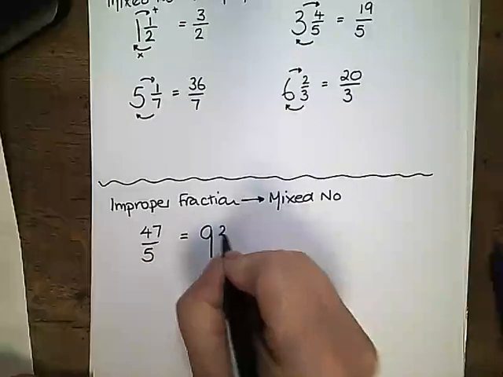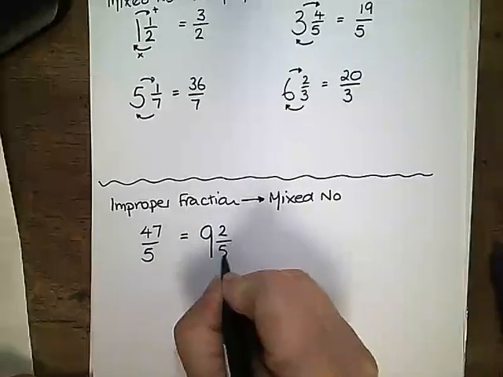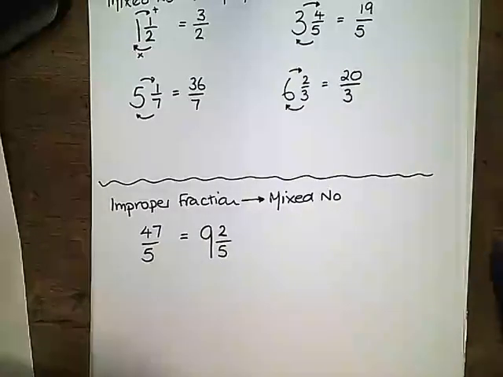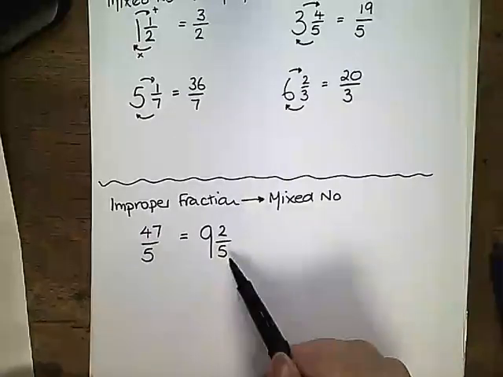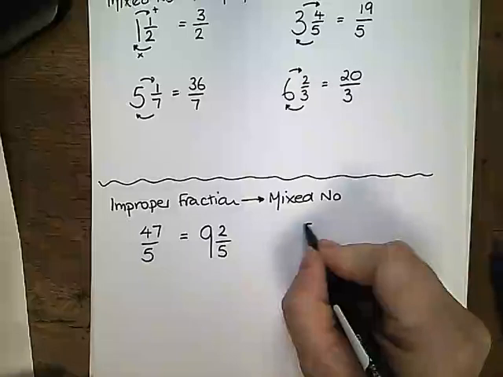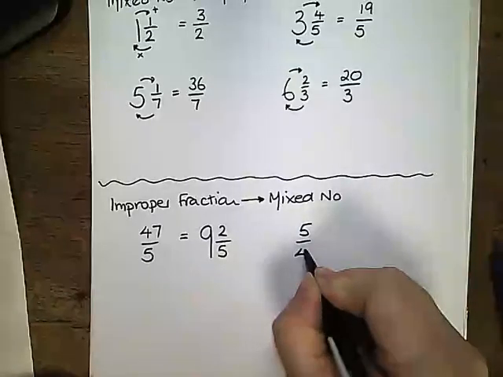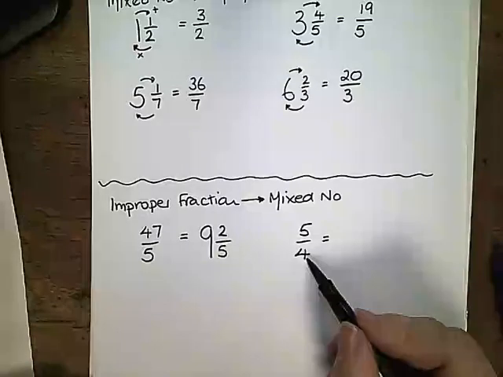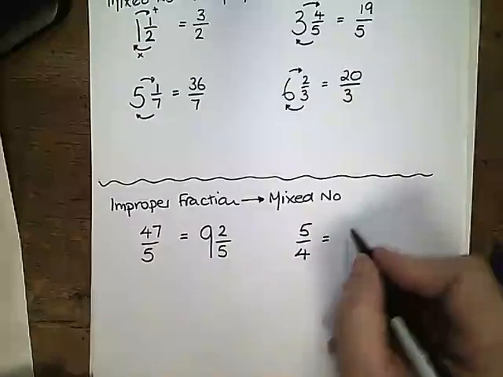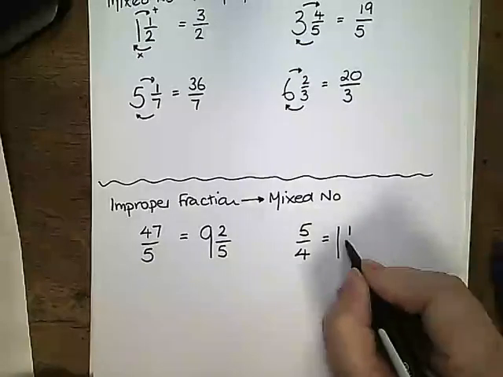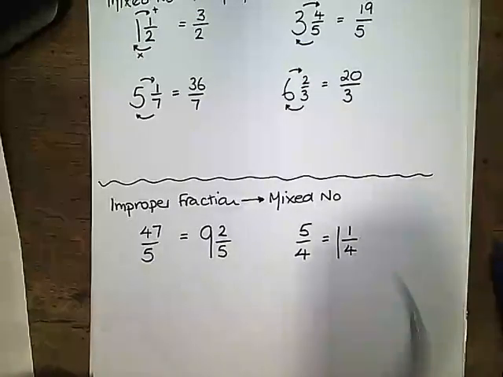So the 2 goes on the top, and the 5, which is the denominator of the original fraction, goes on the bottom. If you can cancel these down, you should, but this one doesn't cancel down. Let's do another one. So if we've got 5 over 4, that means I've got 5 quarters. How many 4s are there in 5? There is 1. Which gives me my 1 whole number. I've got 1 left over, and it was quarters I was talking about.